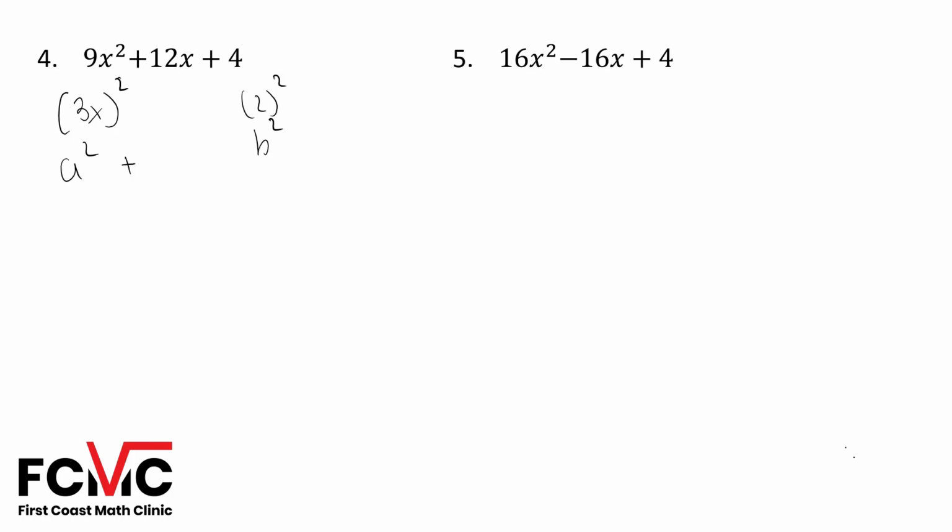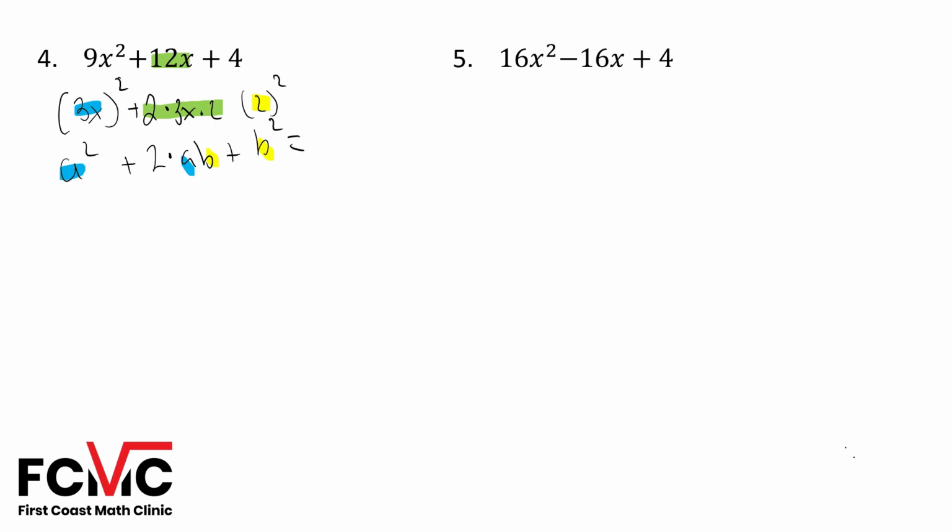So our middle term's got to be plus 2 times a times b. A is 3x, b is 2. So our middle term, let's check this. So we've got 2 times a, which is 3x, times b, which is 2. And 2 times 3x times 2 gives us 12x. So again, this is a perfect square trinomial.